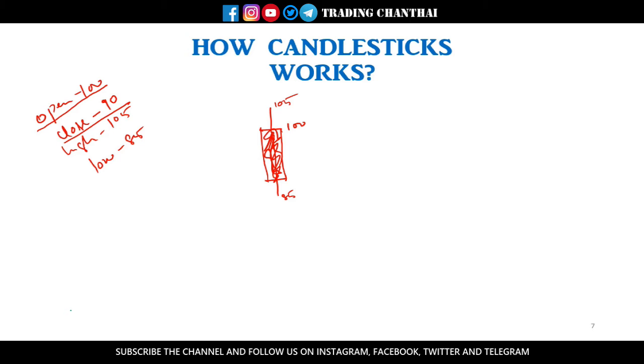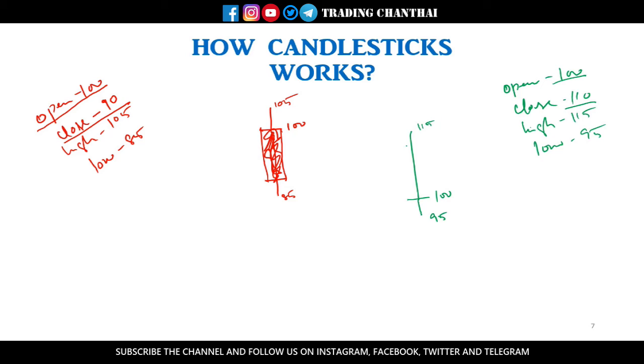Now let's see an example of a green candle. The open is going to be 100 again, the close is going to be 110, the high point is going to be 115, and the low point is going to be 95. As you can see, open is less than the close, so it is going to form a green candle. It opens around 100, makes a low of about 95, makes a high of about 115, and closes around 110. So this is how a green candle forms.